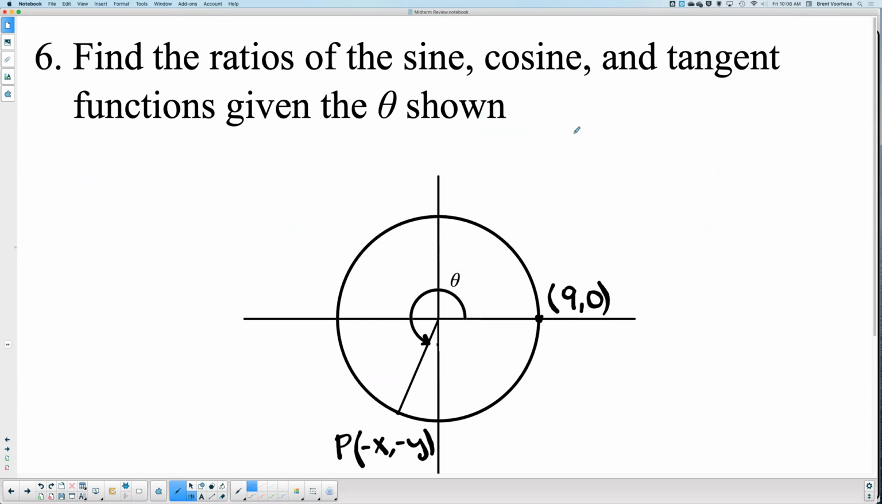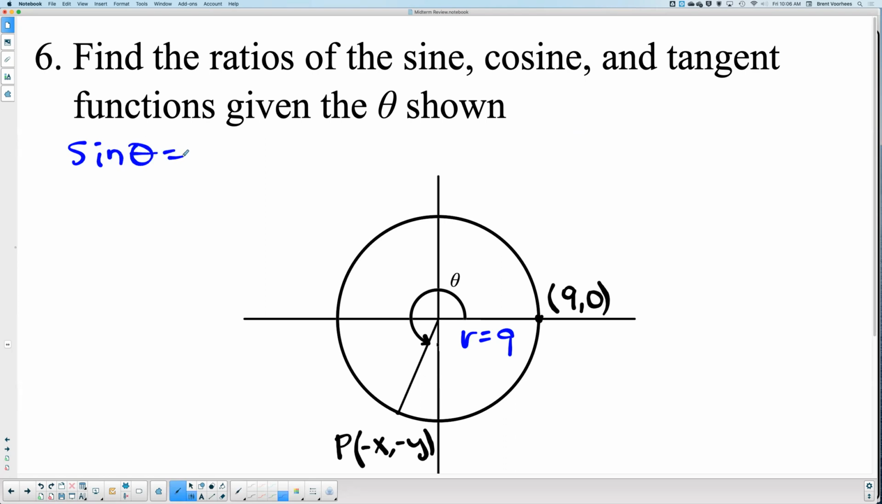All right, so here it says, find the ratios of sine, cosine, tangent. So what is sine's ratio? Sine is what? Y over R. What is our R in this problem? 9. That's the only thing they give us. They don't give us anything else. So sine is Y over R.